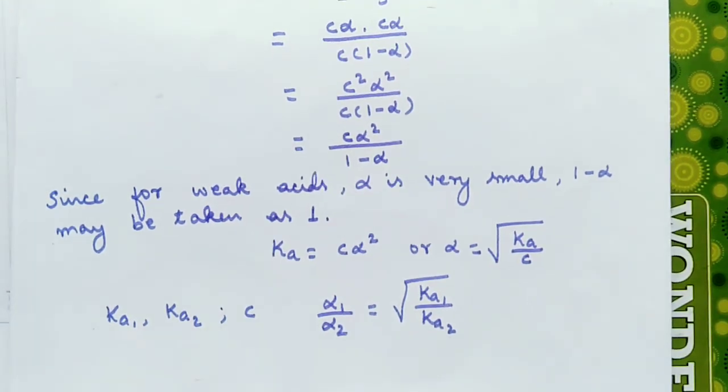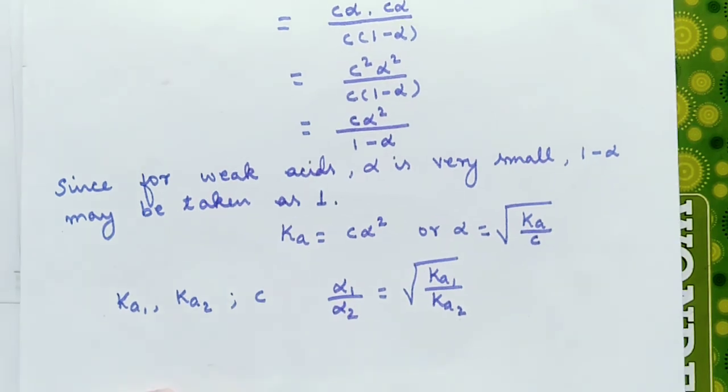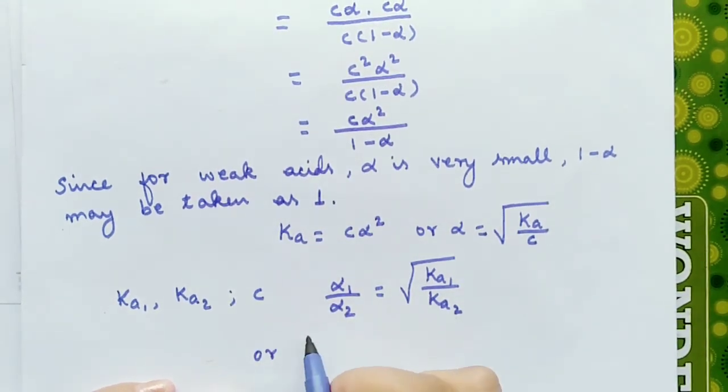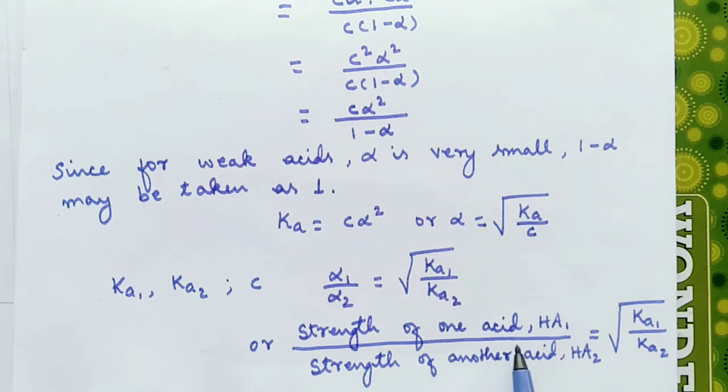Now furthermore, the degree of dissociation is a measure of the capacity of the acid to furnish hydrogen ions, and hence we can write the strength of one acid HA1 by the strength of another acid HA2 equal to the square root of Ka1 by Ka2. This one is alpha1, and at the same time this one is alpha2. So this is how we compare the relative strengths of weak acids. So remember this formula.